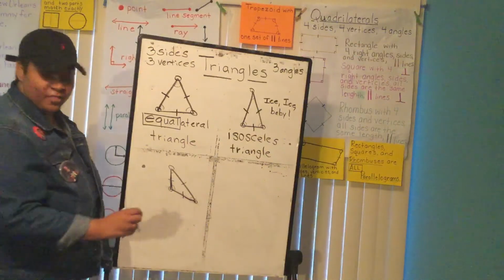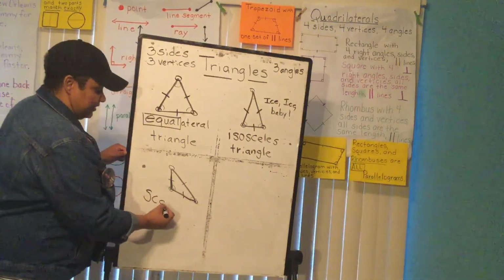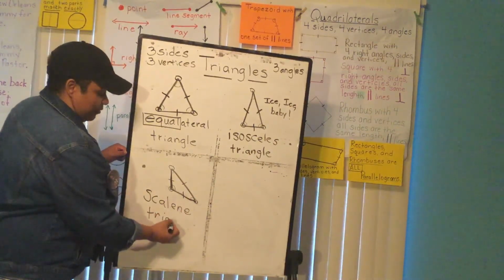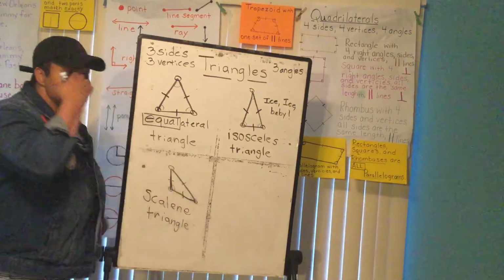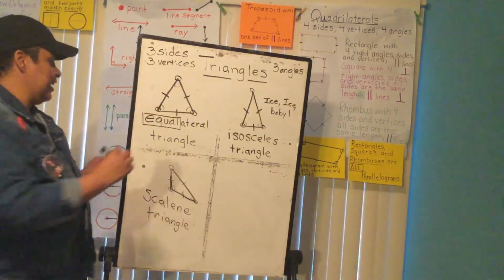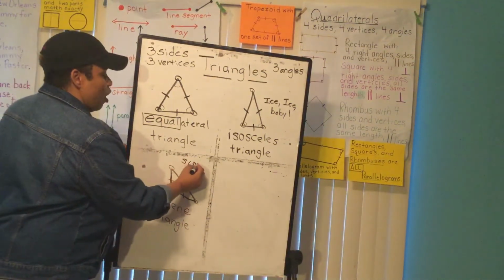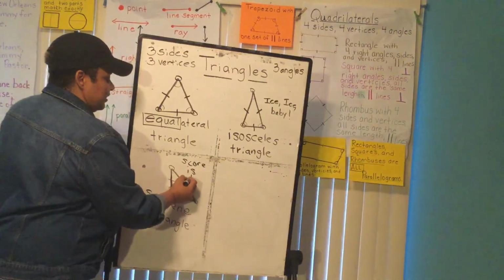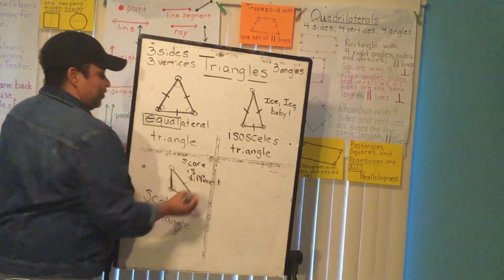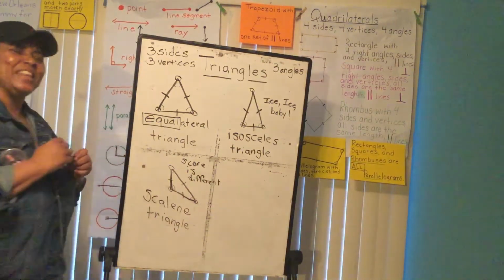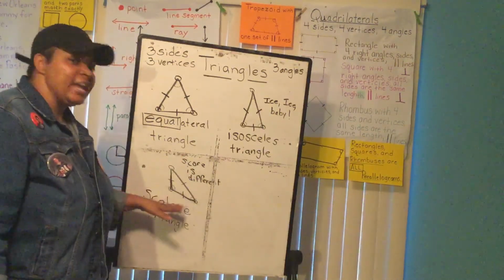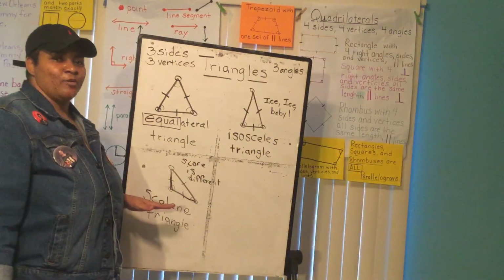So I'm going to call this a scalene triangle. Say it with me. Scalene triangle. And when I think about scalene, I think about the score is different. I think the score is different because nothing is the same. Everything is different. All right, Rockets?